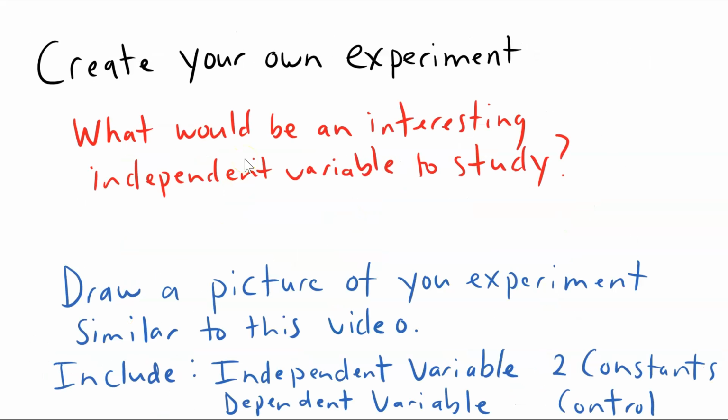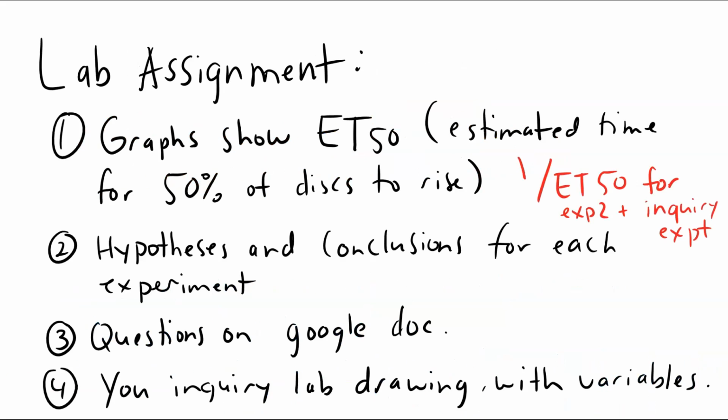For experiment 3, I'm going to ask you to create your own experiment. So knowing what you know about photosynthesis, what would be an interesting independent variable to study? What would you like to manipulate in an experimental setting to see how it impacts photosynthesis? Okay, draw a picture of your experiment similar to the ones in this video, and make sure you clearly define what your independent variable is, what your dependent variable is, identify 2 constants in the experiment, and identify clearly what your control is. You'll see this on a Google Doc in class, but again, we're going to include graphs.